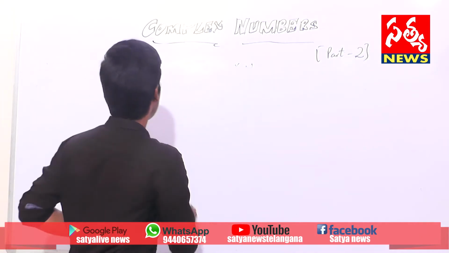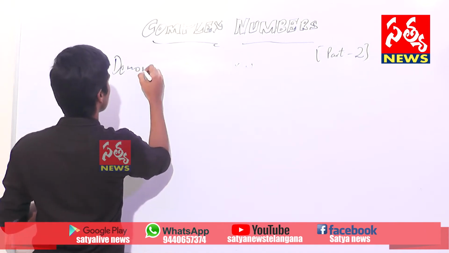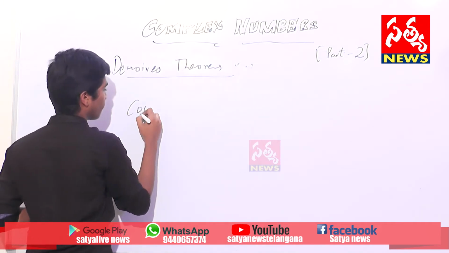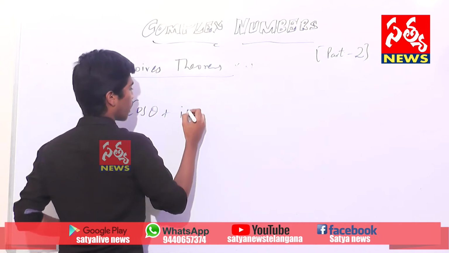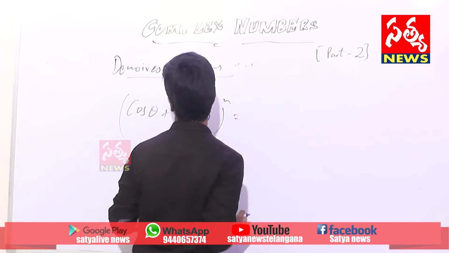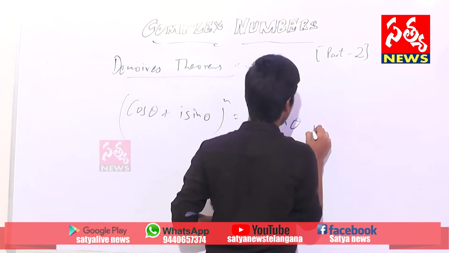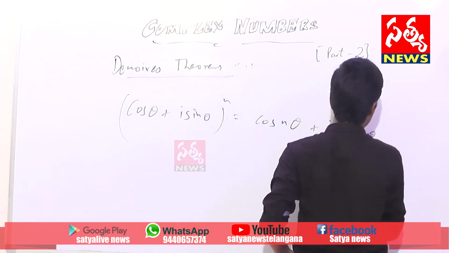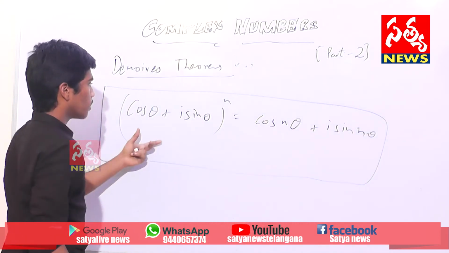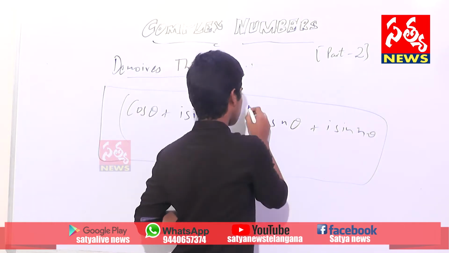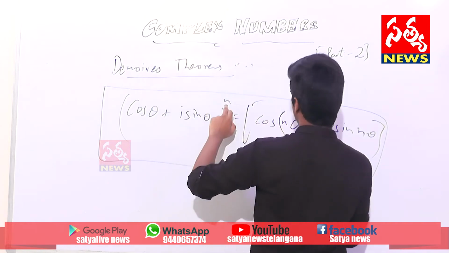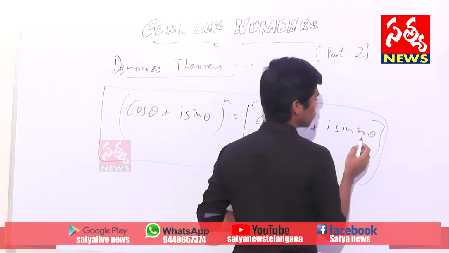Now I am going to state De Moivre's theorem. If (cos theta plus i sin theta) whole power n is a complex number, then we can write it as cos of n theta plus i sin n theta. This is De Moivre's theorem. Any such complex number's power can be written by multiplying the power n into theta: cos of n theta, sin of n theta.